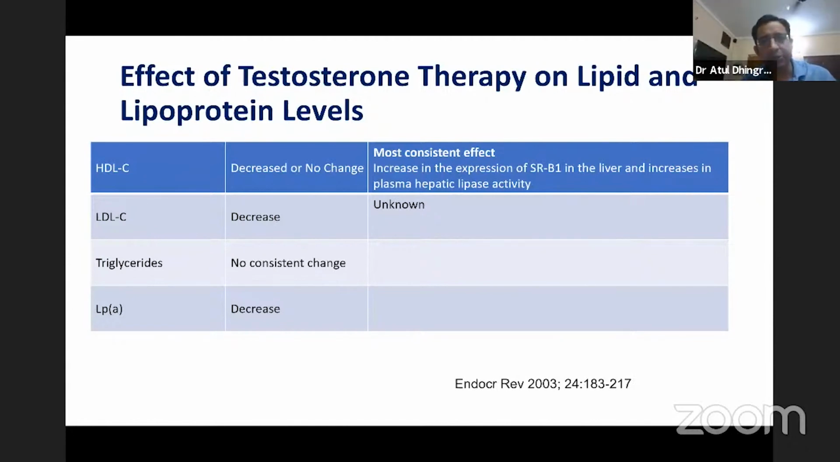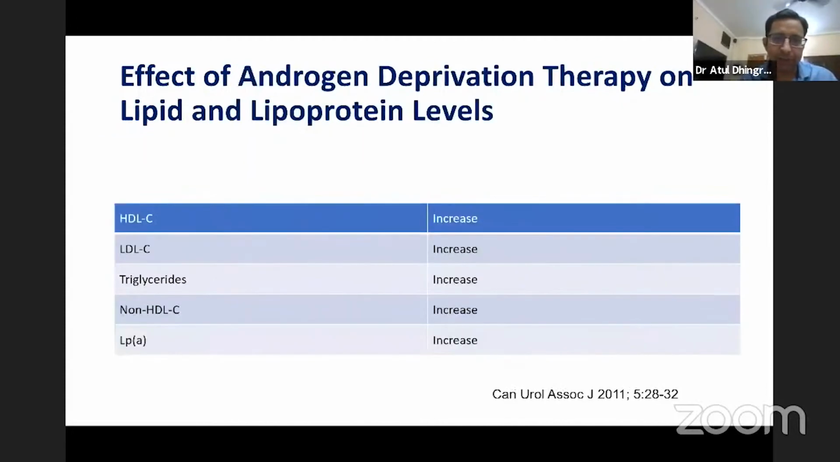Once we start testosterone therapy, the HDL cholesterol actually reduces, and this is the most consistent effect that is seen with testosterone therapy. This is because of increased expression of SR-B1 in the liver, which leads to increased metabolism of HDL cholesterol, and this leads to a reduction in HDL cholesterol levels.